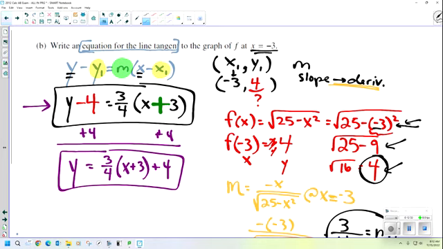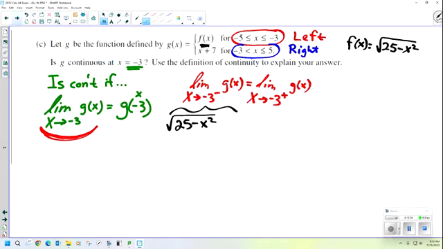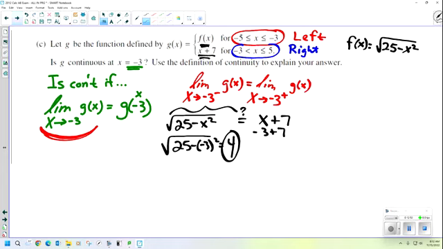Here, x is -3. It's still -3. So I'll just say the square root of 25 minus -3 squared equals 4. Okay? Is that equal to, now I've got to use the equation for the right, x plus 7. Well, -3 plus 7, because again, I'm putting in -3, that does equal 4. Okay? So now I could take this right here and say, that is 4.